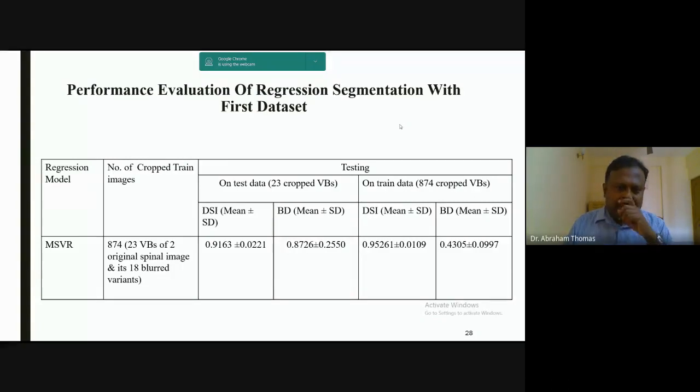Now, when we did the testing on the test data, the 23 cropped vertebrae from the 3rd sagittal image, the dissimilarity index which we got was 0.9163 plus minus standard deviation of 0.0221, and the boundary distance mean and standard deviation were 0.8726 plus minus 0.2550. So it's slightly worse than the one for the trained data, which is naturally expected because the MSVR was trained on the training data, so it regressed very well on the training data, but it regressed reasonably well also on the test data.